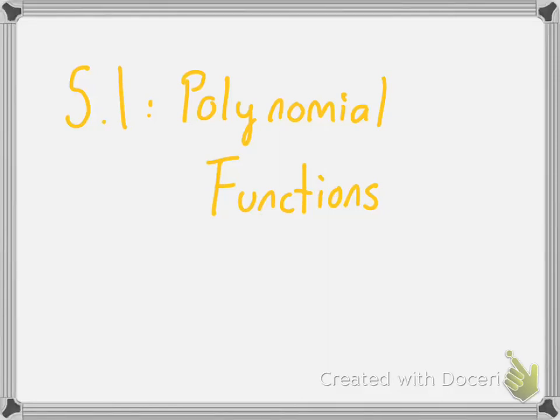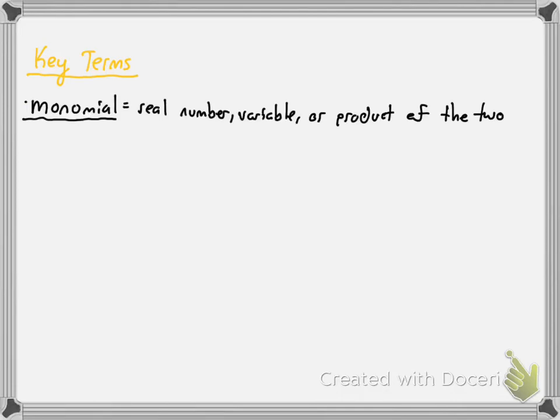In section 5.1, we're going to talk about polynomial functions. Before we get into this section, there are some key terms that we'll want to go over before starting. The first one is a monomial. A monomial is a real number, variable, or product of the two. An example of this would be like 4x squared.